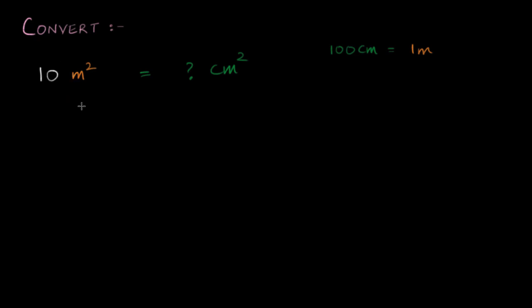Now I'm going to try this problem. While writing, I'm going to write this as 10 times meter into meter. Meter times meter. That's what this means. And now I'm going to convert my meters into centimeters. And how many meters do I have? I have meters twice, meter into meter.